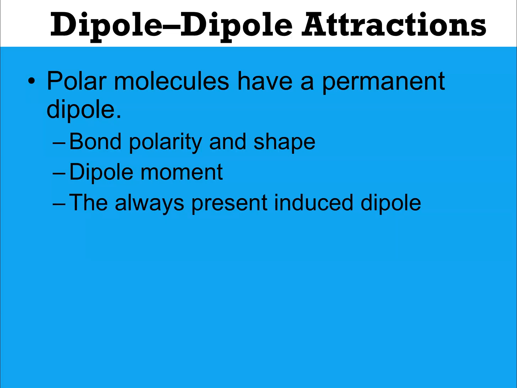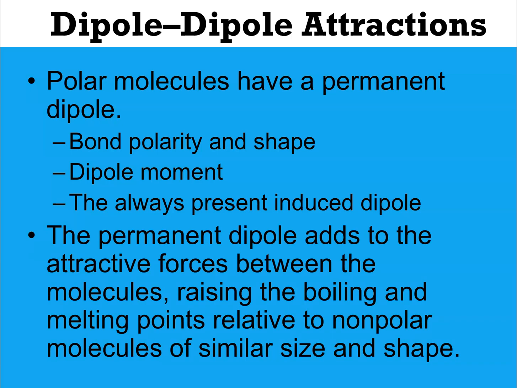And then, the always present induced dipole. Polar molecules have the ability to induce a dipole in other molecules, because they have a permanent dipole. So it can cause electrons to move around and create a dipole to form that type of attraction. Again, these are intermolecular forces, not intramolecular forces.